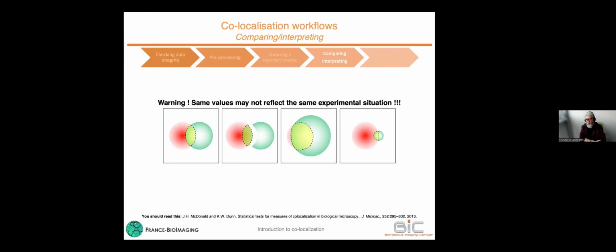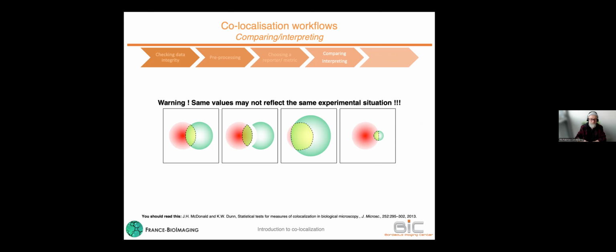A bit of warning about interpreting. The same value might reflect different experimental situations. You see roughly here, one third to one half of the green signal is involved in colocalization. Half of it is involved. Yes, but look, here I've got one volume. Here I've got two different objects. Here I've got a big object. Here I've got a small object.